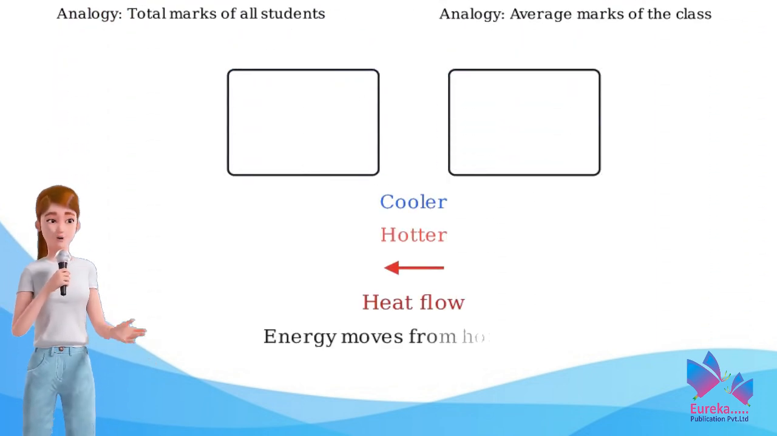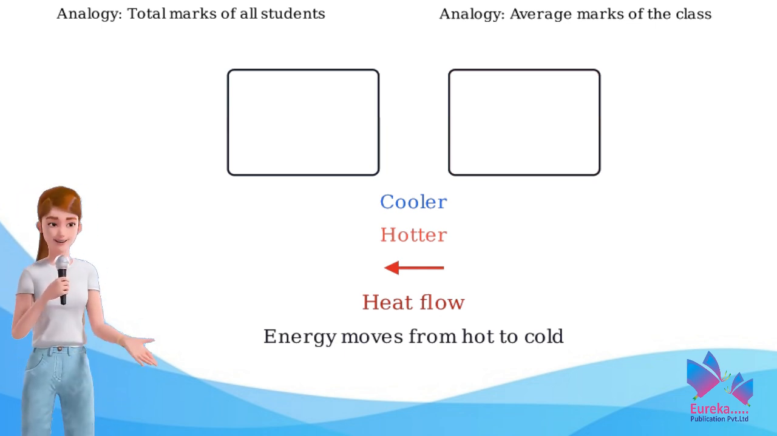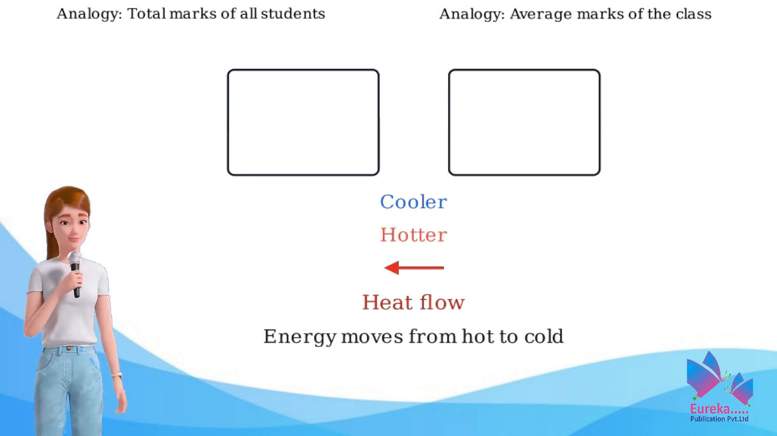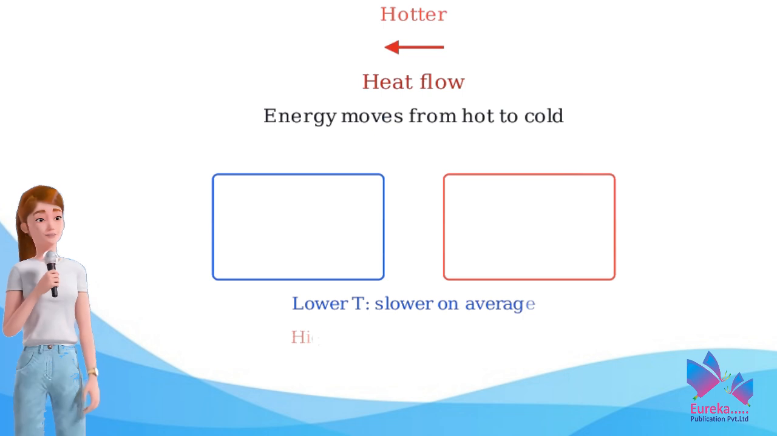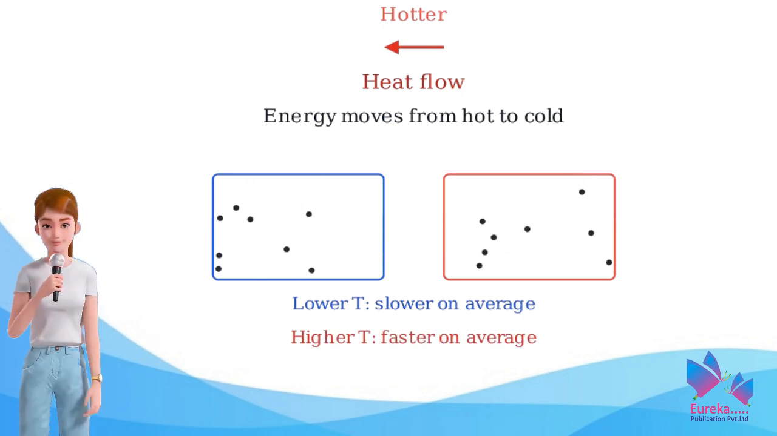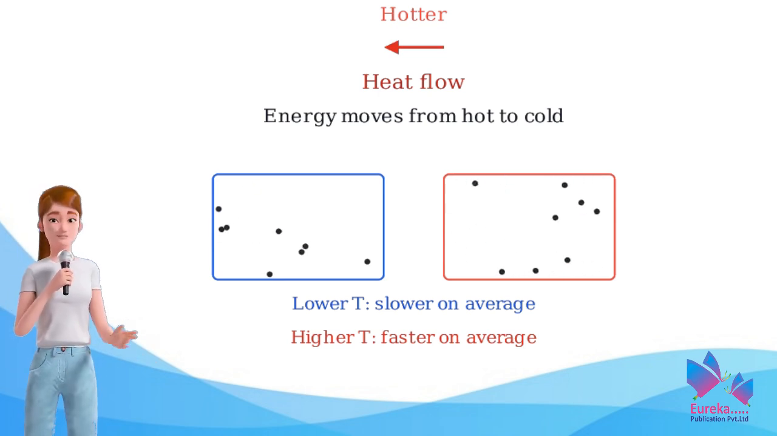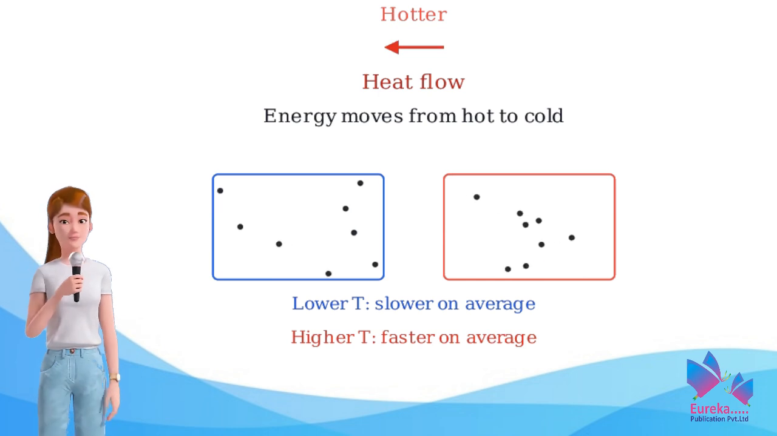Definition of heat. Heat is the thermal energy transferred from one body to another because of a temperature difference. Energy flows from the hotter object to the cooler object until temperatures move toward equilibrium. Definition of temperature. Temperature measures the hotness or coldness and is proportional to the average kinetic energy of particles. Higher temperature means, on average, faster moving particles.